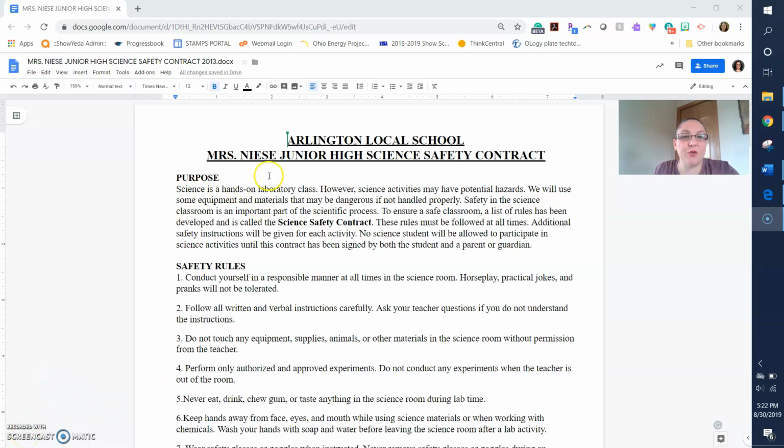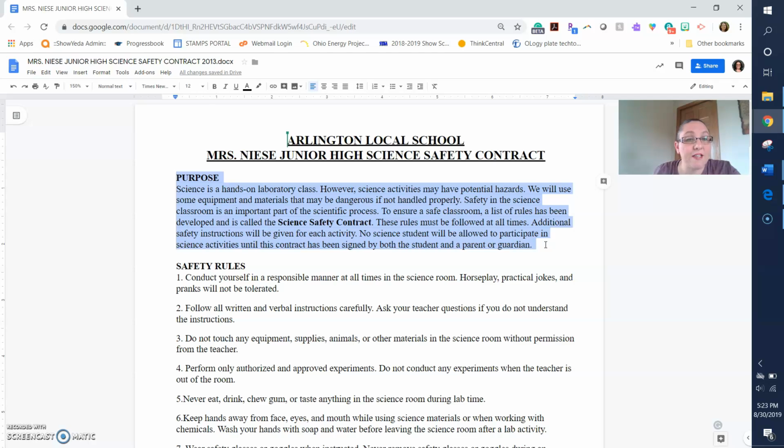It is time to review the safety contract. This safety contract is an abbreviated version of a full science safety contract, and it's to go over the safety rules that we need to practice every day. My classroom is our lab classroom, and so we need to be aware and practice these safety rules, whether it's a day that we're taking notes or whether it's a day that we're doing really cool labs. So please read along with me as I read them to you.